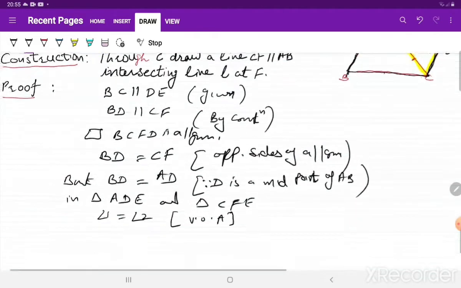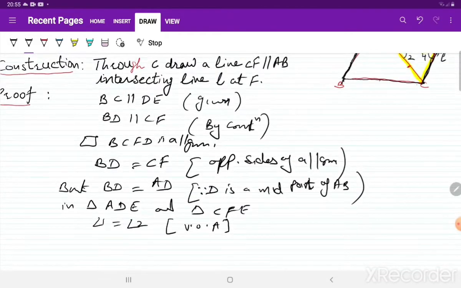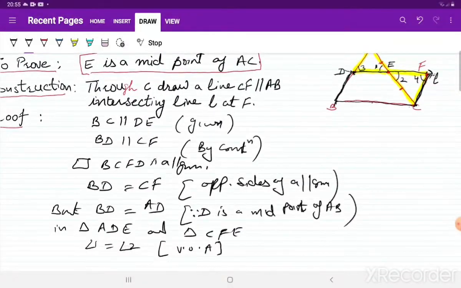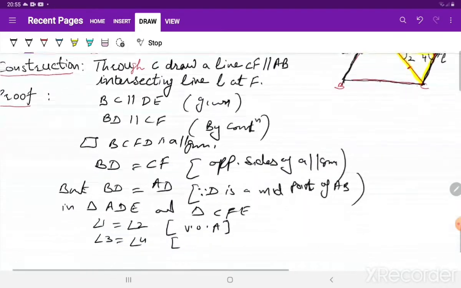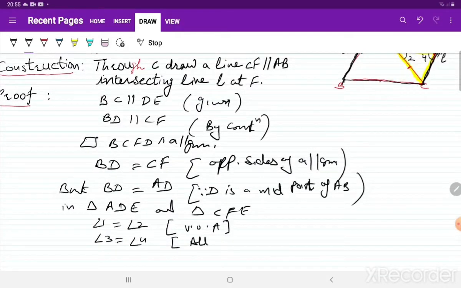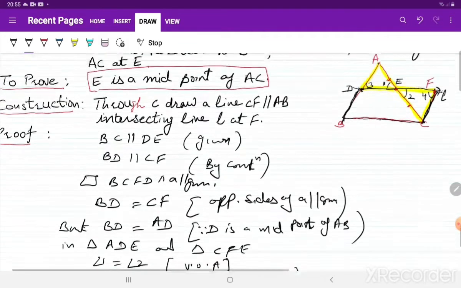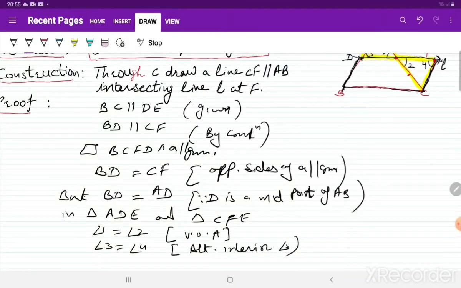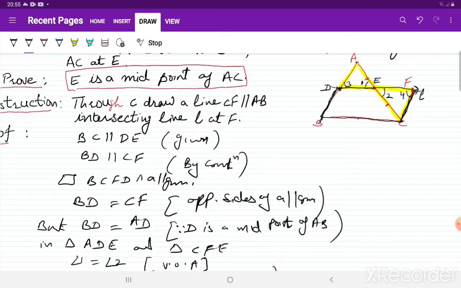I'll tell you why these two angles are equal. First, let me write it here. Angle 3 is equal to angle 4. What is the reason behind this? Alternate interior angle. Okay. So why are these two pairs equal? Because CF is parallel to AB. This CF is parallel to AB. In construction, we did it like that.